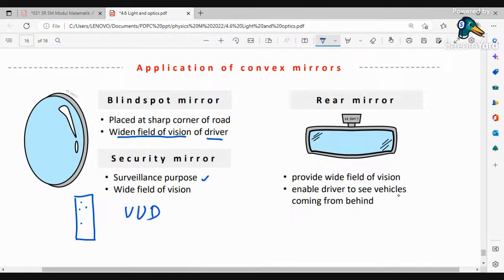Okay, use convex. The image is small. If the image is small, you can see a lot. Okay, you can see a bigger area in the shop. Okay, the rear mirror provides a wide field of vision and enables the driver to see vehicles coming from behind. So it means you can see a wider area through this mirror. Okay, can see from the side, from this side, and also behind. So widen field of vision. Okay, so this is convex.